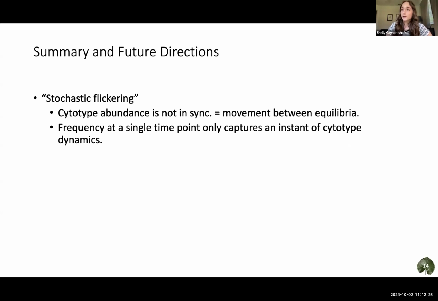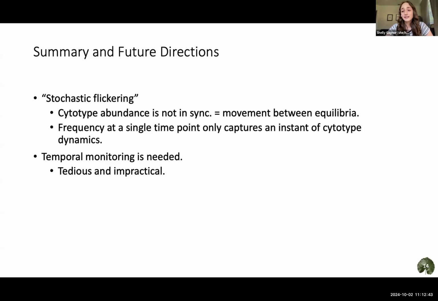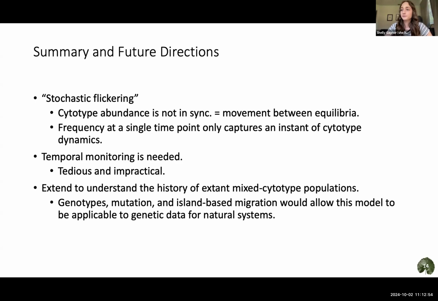Additionally, with our model, we found stochastic flickering, which is a very fancy way to say the cytotypes are not in sync, and there's movement between equilibria. So this means that a frequency at a single time point only captures an instance of cytotype dynamics. And so this suggests that we probably need temporal monitoring, though I know this is tedious and impractical, and that kind of gets to our next software. But without it, we can't really fit this model to real data.